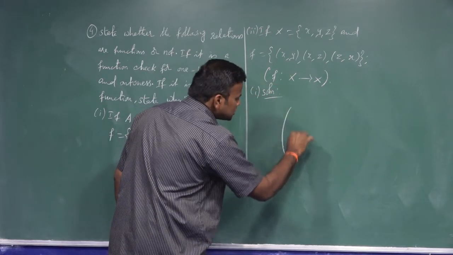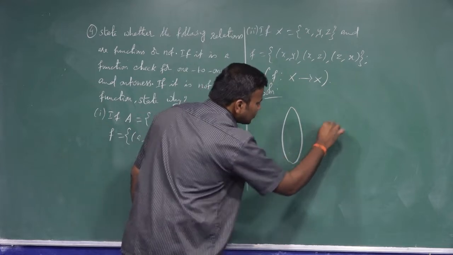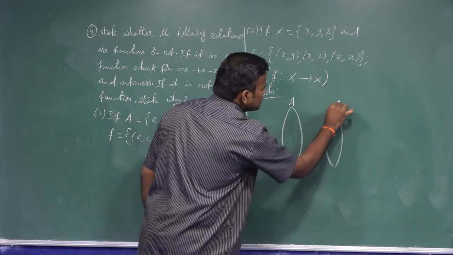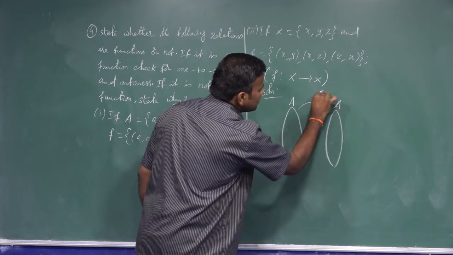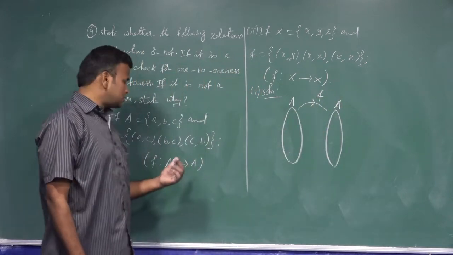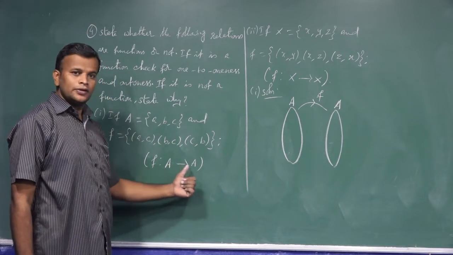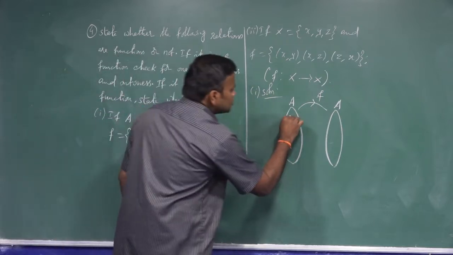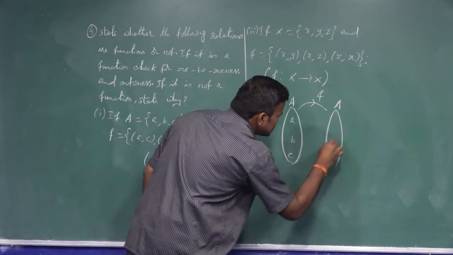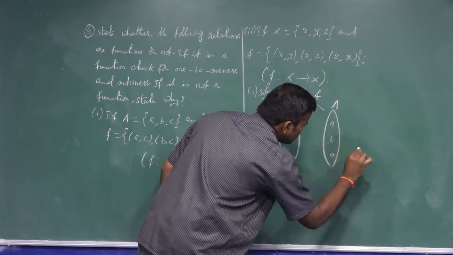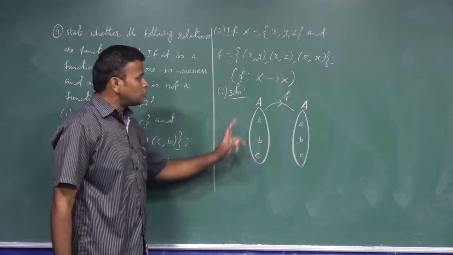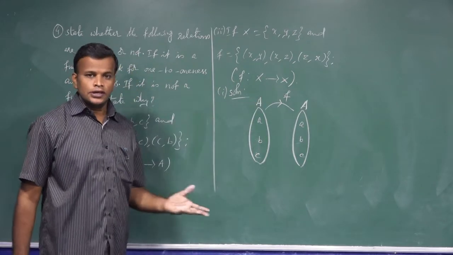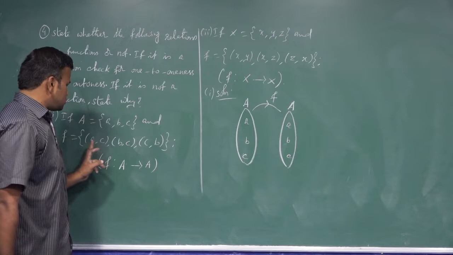Both the functions are A. The relation is called f. Given in the question, f is a function from A to A. So A contains how many elements? Three elements, a, b, c. Here also I write a, b and c, because both are the same sets. Domain is A and codomain is also A. So how to map? You see the question.